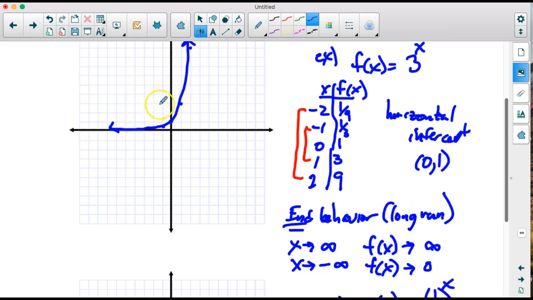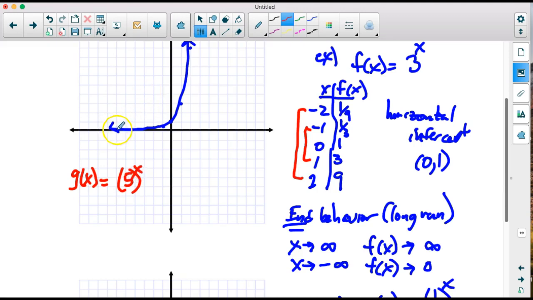Now all functions of this type are going to look like this. So if you make a bigger value here, it's going to go up faster. If you make a smaller value, it's going to go up slower. But it's going to go through the intercept of (0, 1) each time. So if I had, for example, g of x equals some number, let's say 5 to the x power.